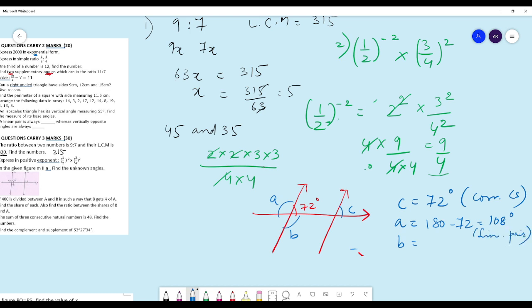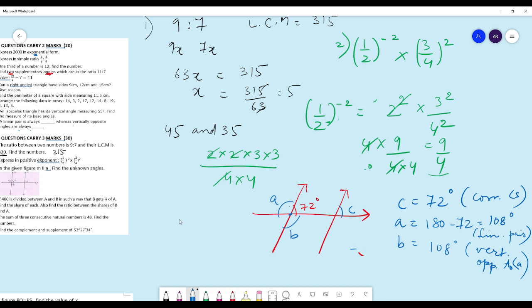Now for B, you see, it would also be the same as A, because it is vertically opposite to angle A. Vertically opposite means they share the same vertex and they are located on either side of the vertex. So as I told you earlier, vertically opposite angles are always equal. So this would be the solution for this over here.